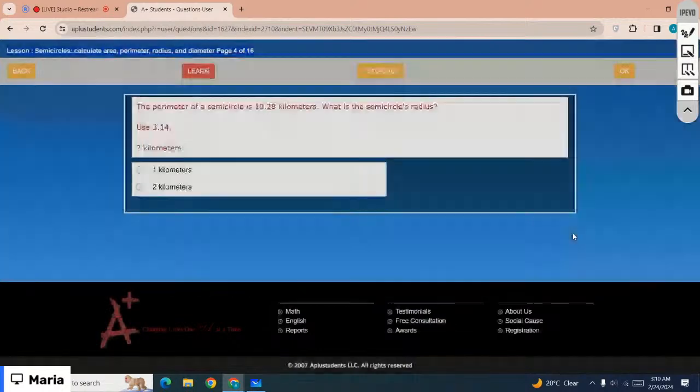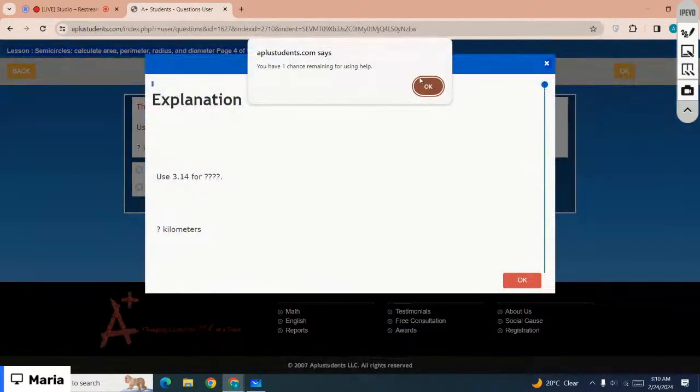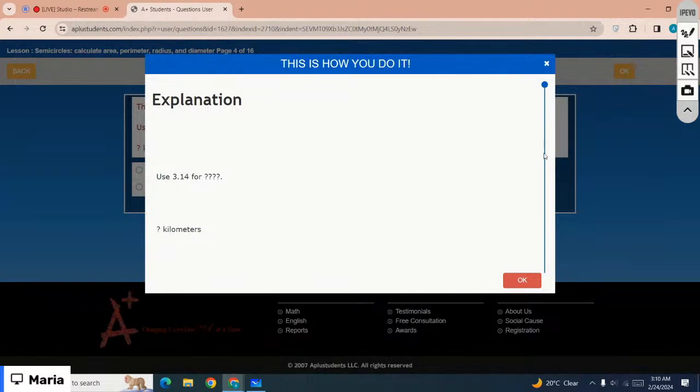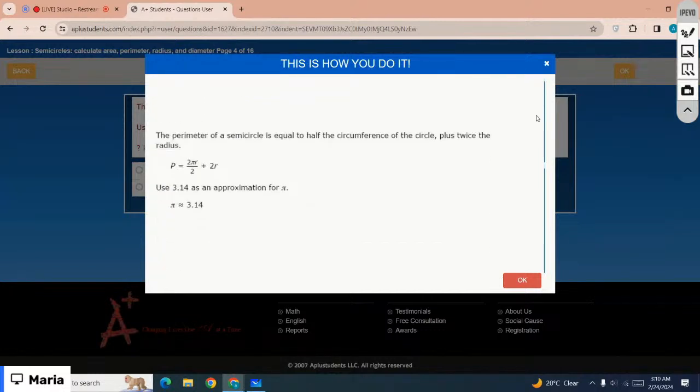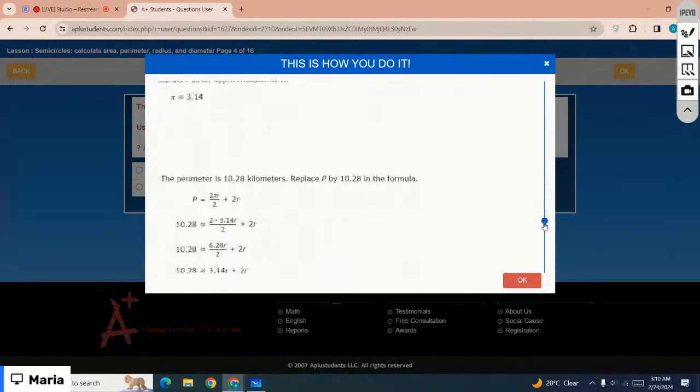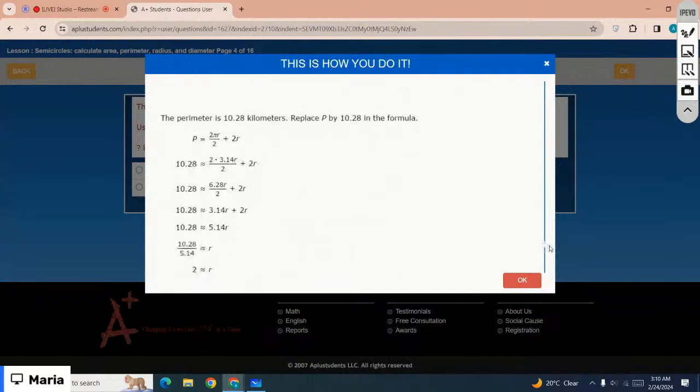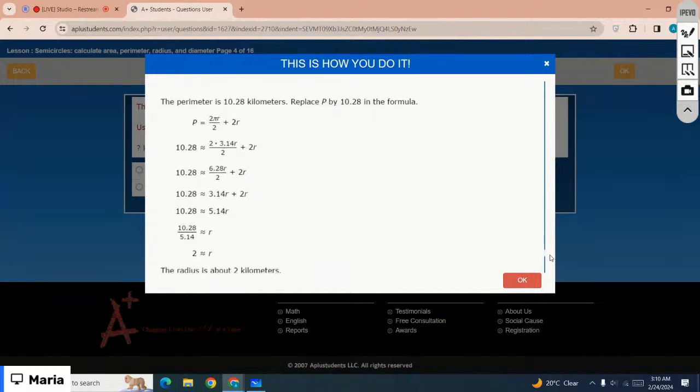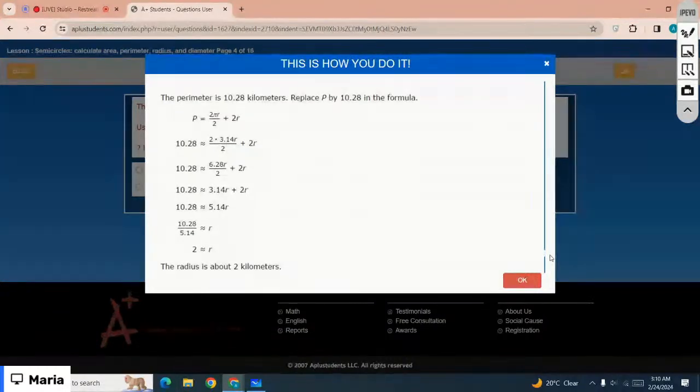Okay, d equals 2r. So just replace the value of pi, 3.14 r plus 2r. When you add them, that is 5.14 r, and when you divide on the opposite side, r equals 2 kilometers. So the radius for this circle is 2 kilometers, right? You just have to replace the values.